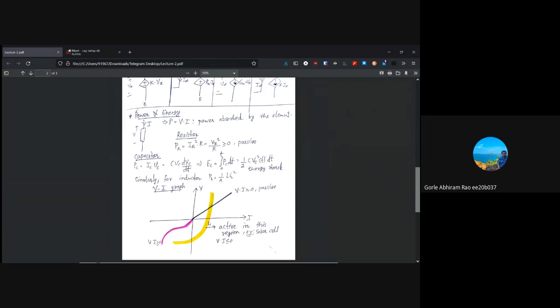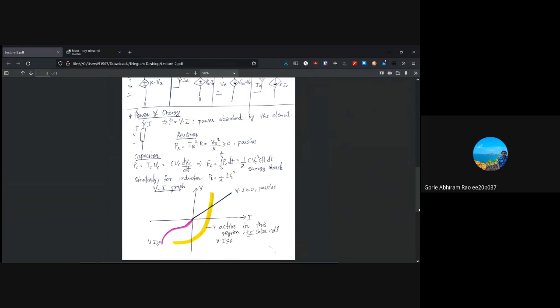We have this curve in the fourth quadrant, this active region for a particular element, and this is similar to the VI characteristic of a solar cell. A solar cell is also active in this region, and its VI curve is also of similar shape. Just giving an example. So in the region where V into I is less than or equal to 0, the circuit element will be active, and in other cases where V into I is greater than or equal to 0, it will be passive.